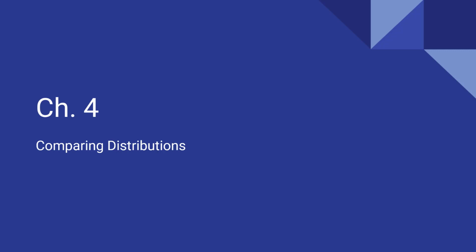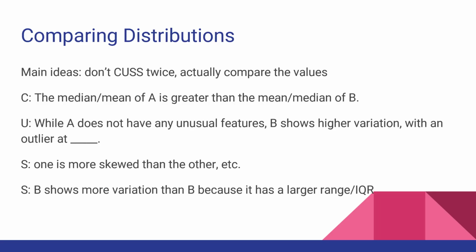So instead of what we did in chapter 3 when we only had one box plot or one histogram at a time, now we're taking 2 different distributions of data and we're going to compare them. So we could have 2 box plots and we're going to compare them to each other. So the main thing that happens when you get these kinds of questions is they'll give you 2 box plots or something and they'll ask you to compare the distributions of data.